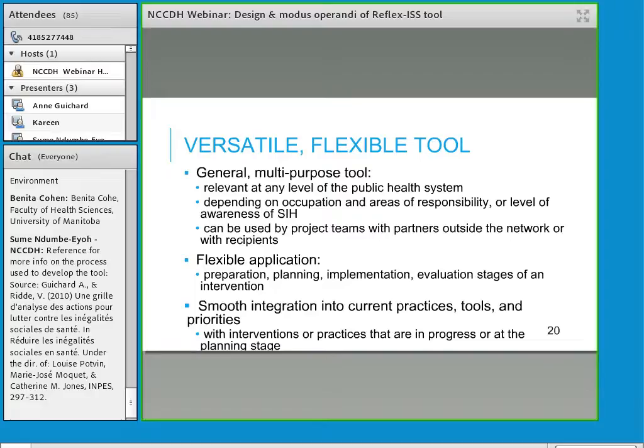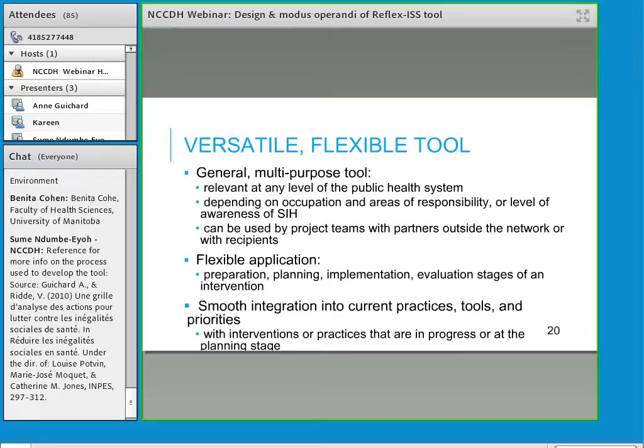Despite, or perhaps because of, it depends, the variety of roles and concerns of stakeholders involved in an intervention, the respondents wanted a universal tool that could be used in any context. What they wanted is a general and multi-purpose tool which can be applied to various areas of health promotion activity, and a tool that can be flexible enough to be applied at the various phases of an intervention life cycle: preparation, planning, implementation, and evaluation.